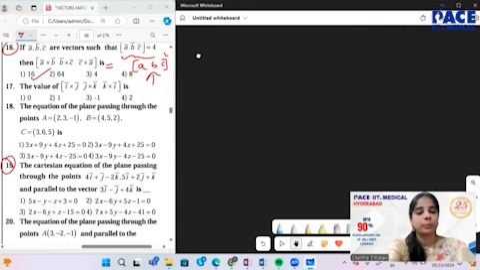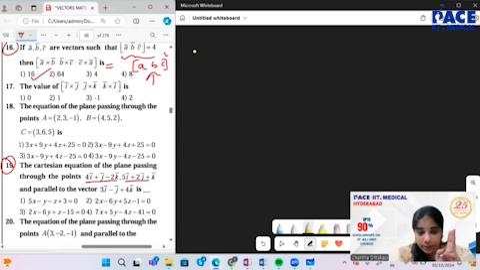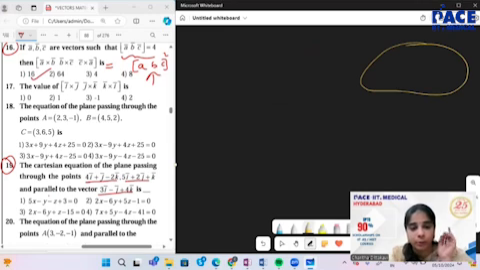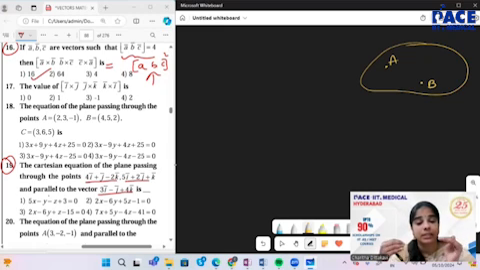Right. Now going for the next question, that is the 19th question. Cartesian equation of a plane passing through the points 1 and 2, so it is passing through 2 points and parallel to the vector. Now draw the figure. Figure is always most important. Passing through point A and point B, they didn't say that this is parallel to the vector on the plane or not.